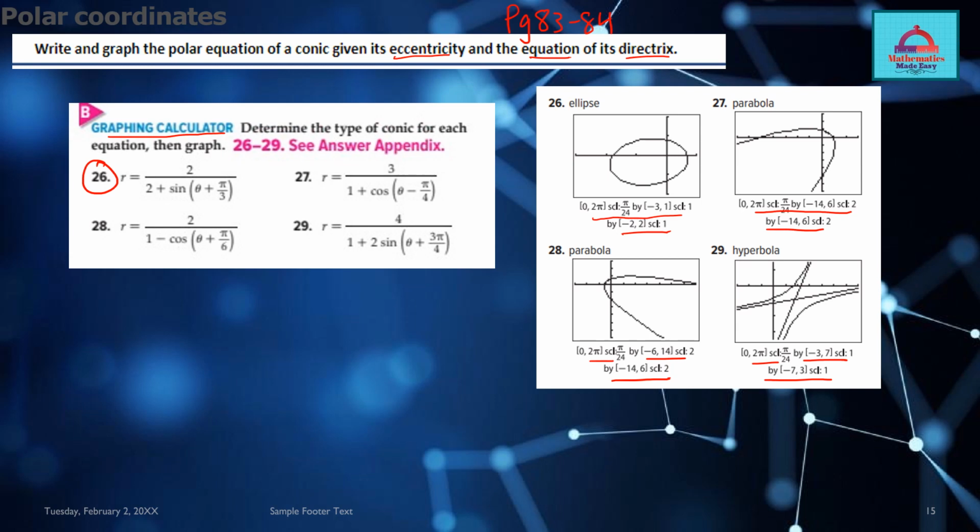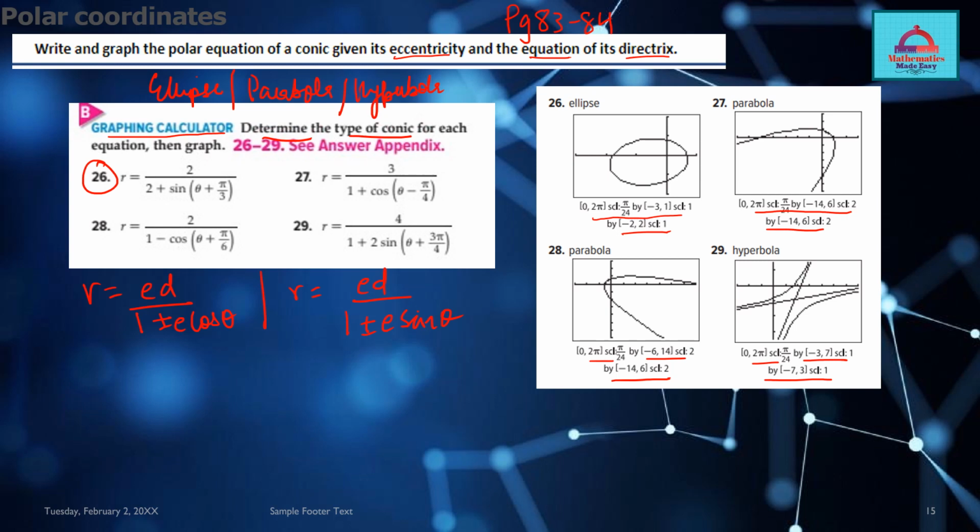And the formula that we are going to be using is r equal to ed over 1 plus minus e cos theta, or r equal to ed over 1 plus minus e sine theta. So these are the polar equations of the conic given to you. Now, you have to determine which type of conic it is. So you have to see whether it is an ellipse, or a parabola, or a hyperbola.